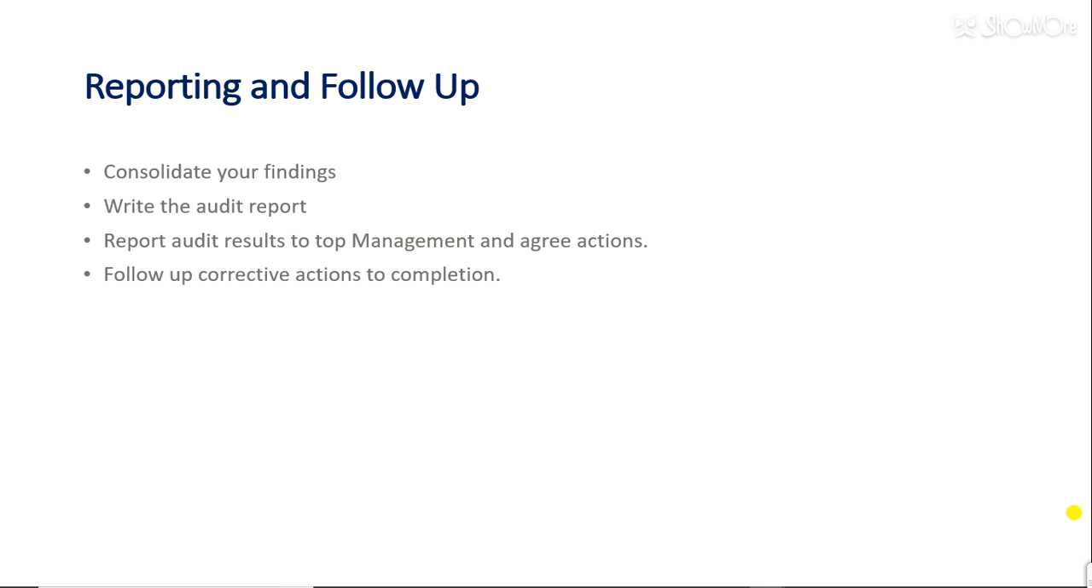At the end of the audit, you need to consolidate your findings, to write the audit report and present the results to top management and agree actions. Then you will need to follow up on those corrective actions to completion. And then the continual improvement cycle starts all over again.